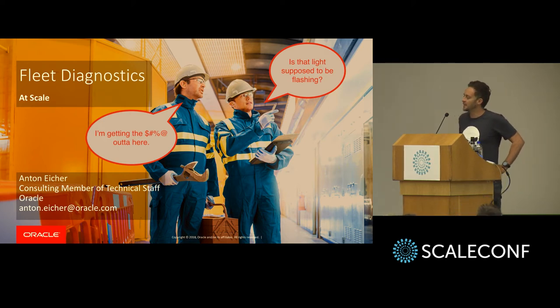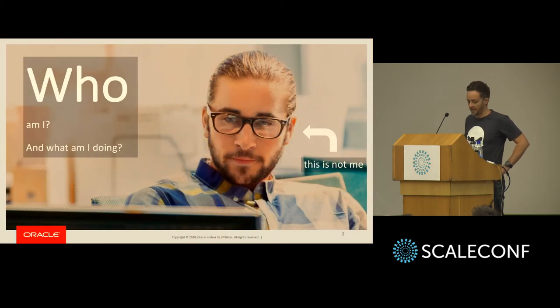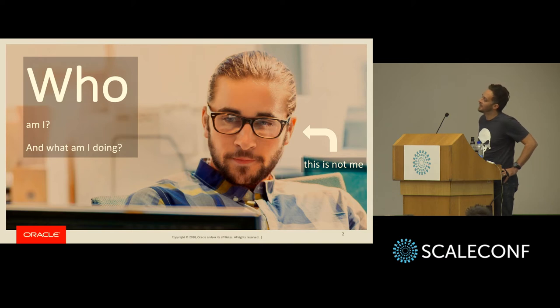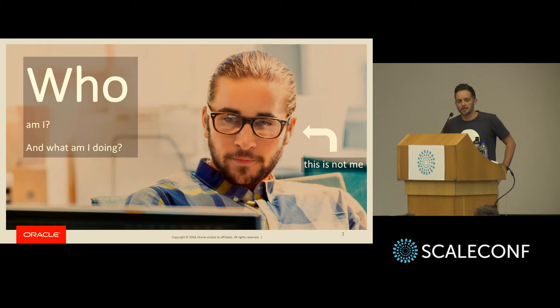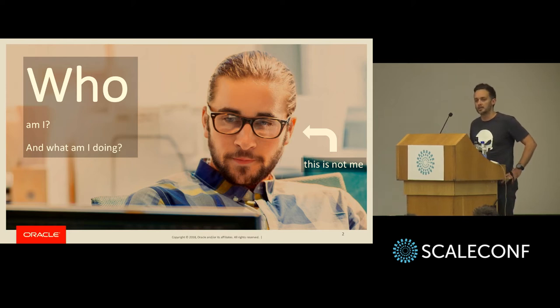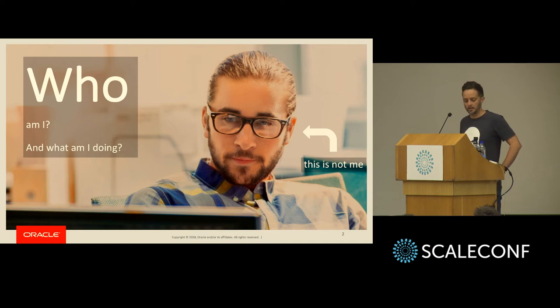So, who am I? My name is Anton. I work as a consulting member of technical staff at Oracle, which is a fancy term for a project lead or principal engineer. Since 2006, on and off, I've been working for Amazon EC2, which was a very rewarding career. I decided to change last year and join Oracle.